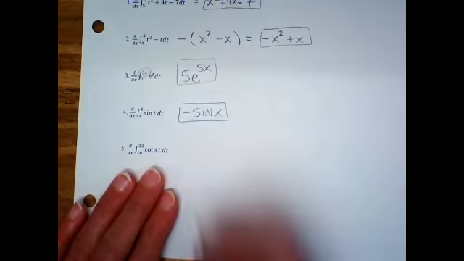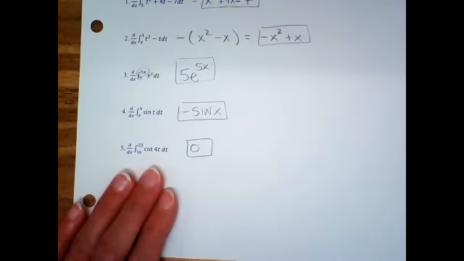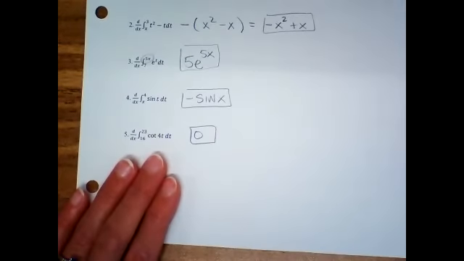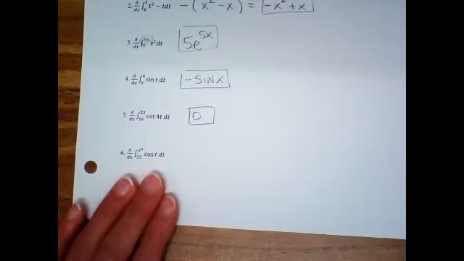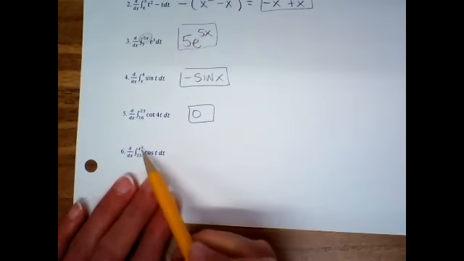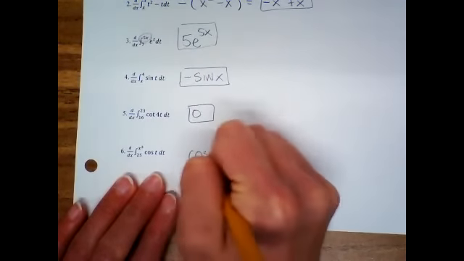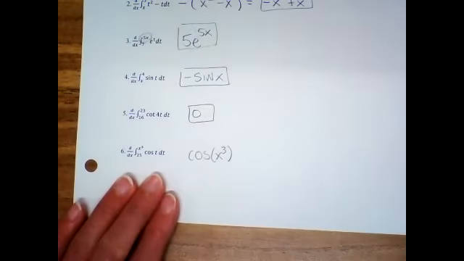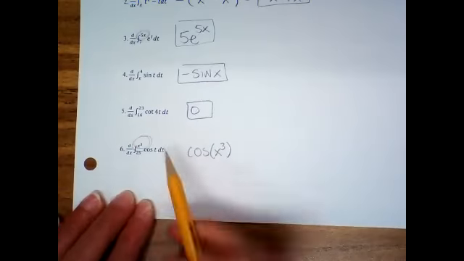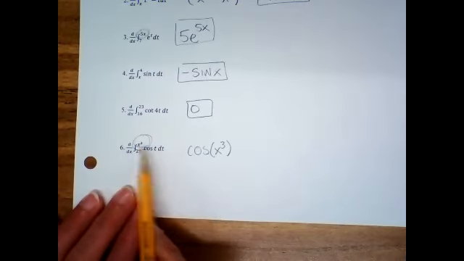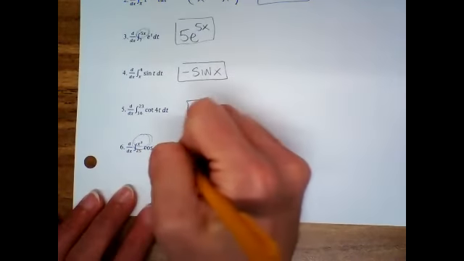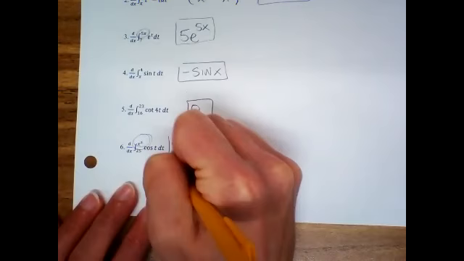Why is this one 0? They're just numbers. Derivative of a value is 0. All right, here we're going to plug in x to the third, so it's cosine of x to the third. And then you have to chain on the derivative of x to the third, which I'm going to go ahead and put out front. That would be 3x squared.